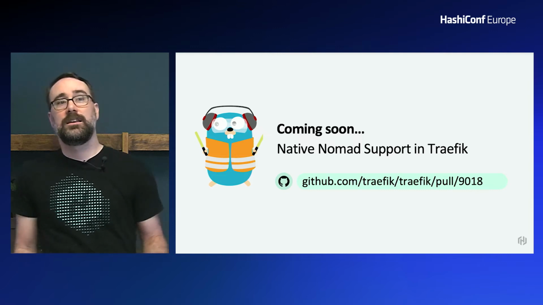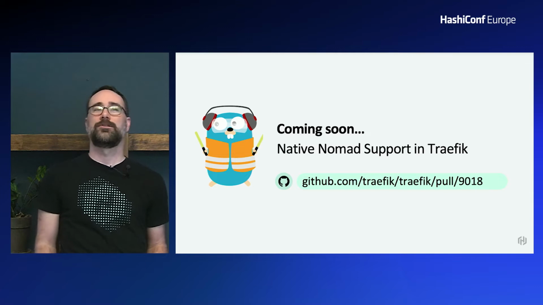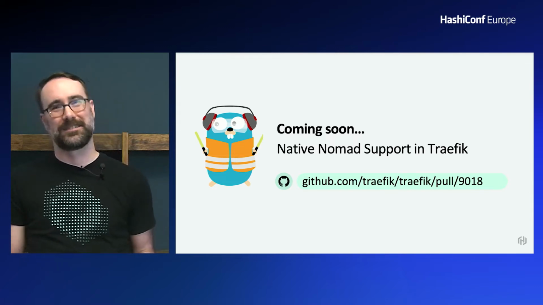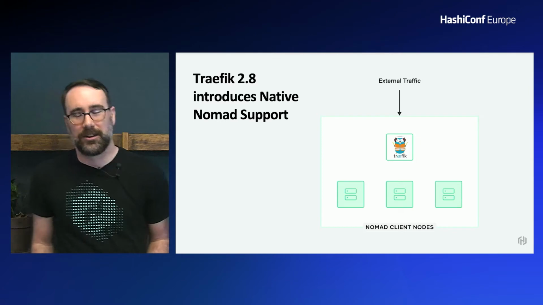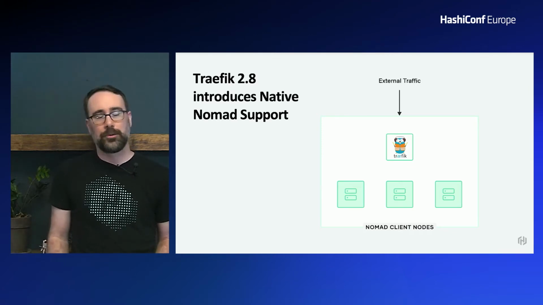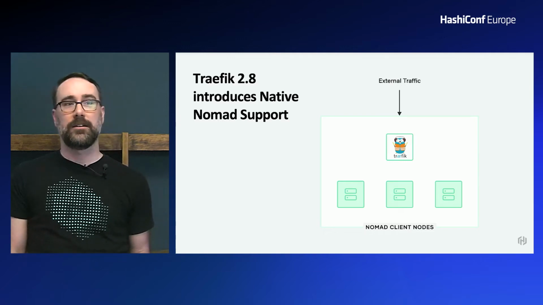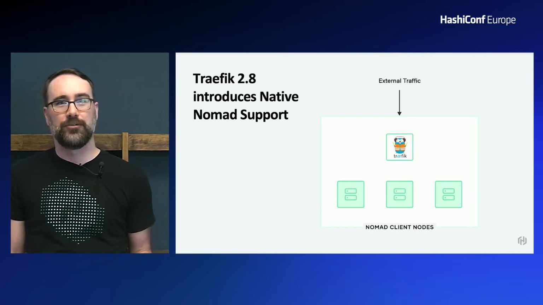Coming soon is native Nomad support in Traefik. Traefik is an open source load balancing proxy that will soon have native Nomad service discovery support. You can follow this PR to see when that lands. Run Traefik with Nomad on an autoscaling group, routable from the internet, and let Traefik route the request to internal services from there. There's even a Nomad pack, which is similar to Helm charts, for helping you run Traefik in your Nomad cluster.